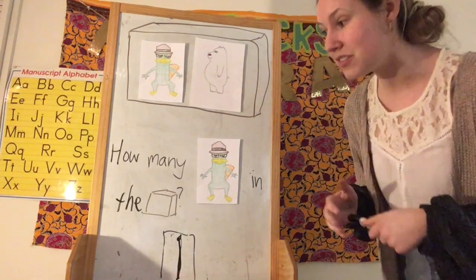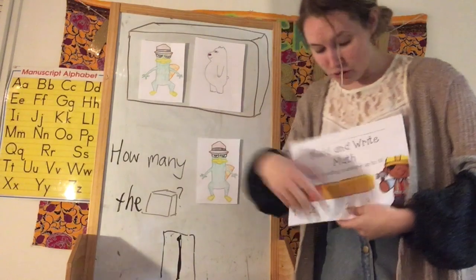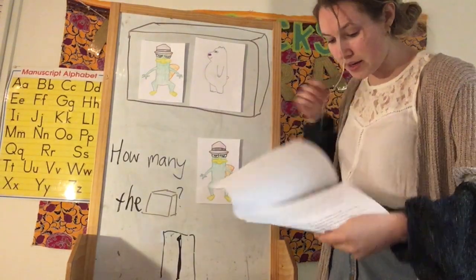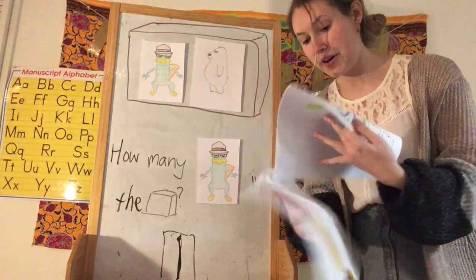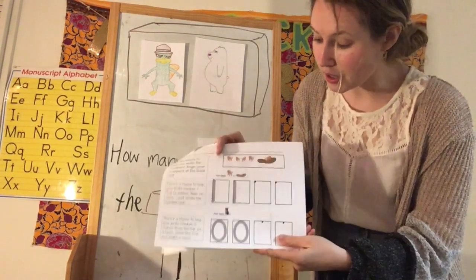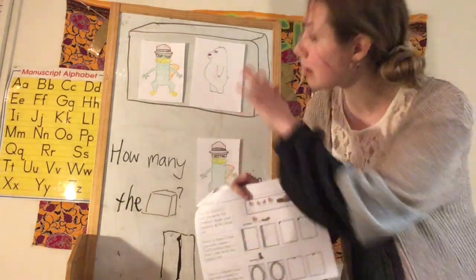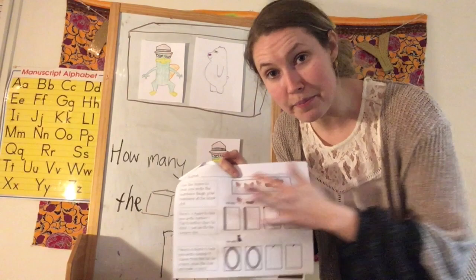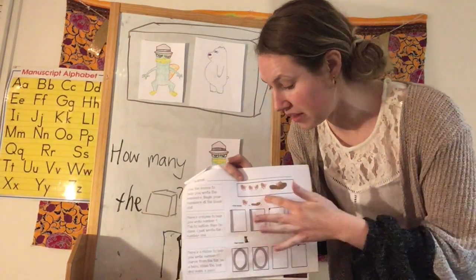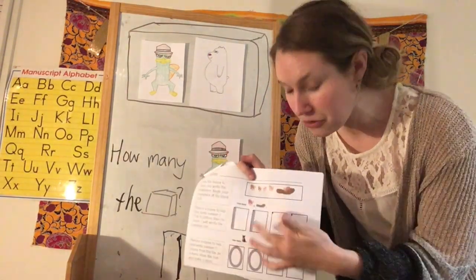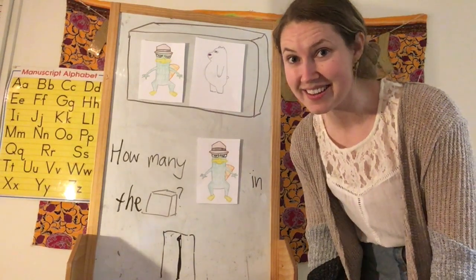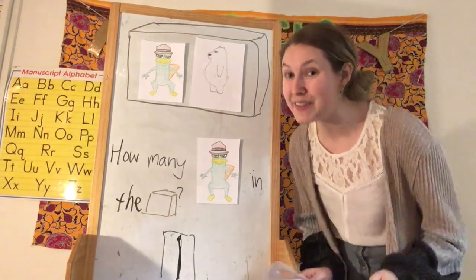So here's what you have to do now. You're going to be working on your page number 1 of your Build and Write book. So here, you're going to see some same things that we worked on today. You're going to see some picture problems and some questions. You need to use the answer boxes to write your answer. You guys are going to do awesome. I know you can do it.